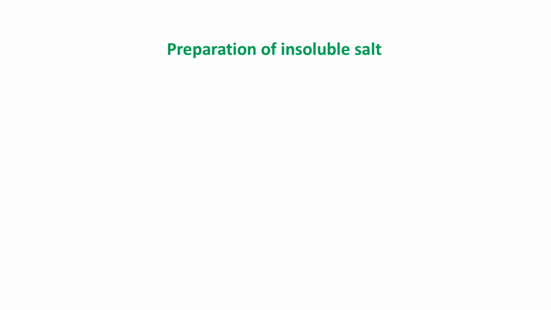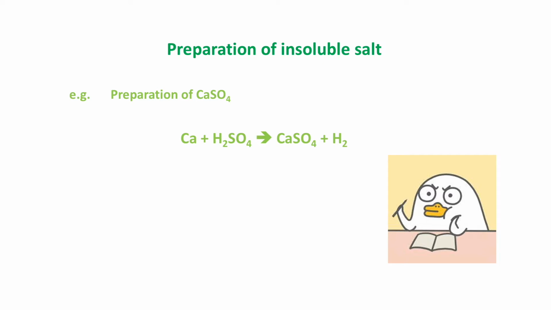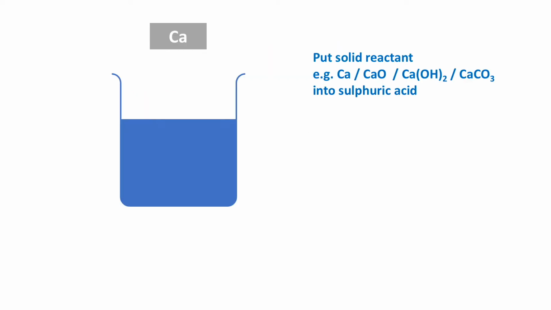For the insoluble salt, here is an example: the preparation of calcium sulfate. So you may figure out the direct method will be calcium reacting with sulfuric acid to form calcium sulfate and hydrogen. But the truth is, if we put the solid reactant, for example calcium oxide, into sulfuric acid, then the calcium sulfate will form on the surface.